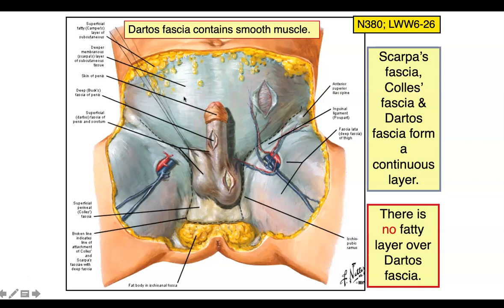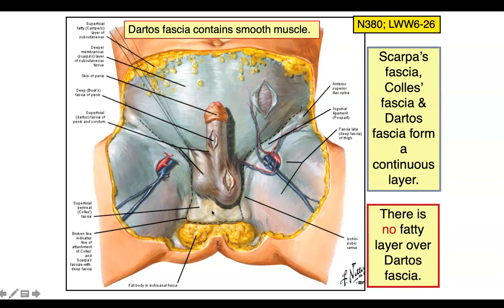And this deep membranous layer of the superficial fascia of the anterior abdominal wall is continuous inferiorly with the superficial fascia of the scrotum and penis, and over the scrotum and penis this superficial fascia is called dartos fascia. And also this superficial fascia is continuous with the superficial fascia over the perineum. And in the perineum, the superficial fascia is called Colles fascia.